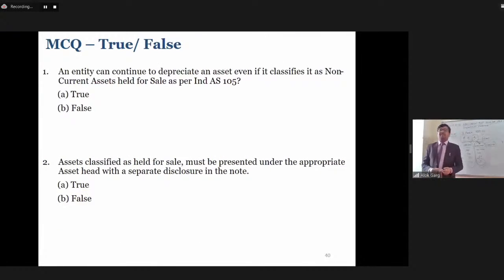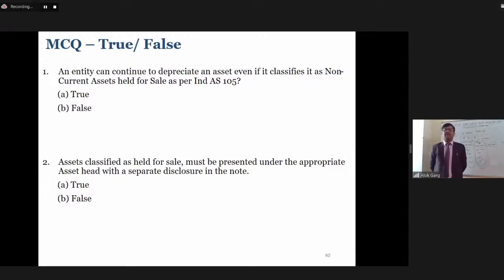So before doing this MCQ, let's do the Maggie time. So it's time for a Maggie time, then we'll do this true or false. So friends, from the beginning, we have understood that this is a standard which talks about non-current assets held for sale. This talks about non-current assets which are classified as held for sale.